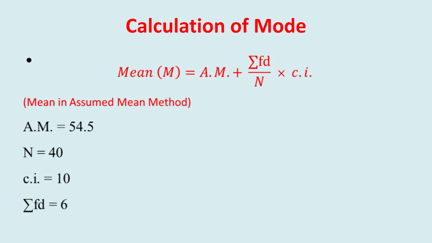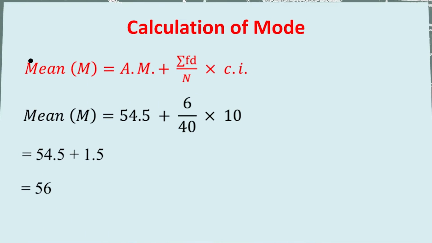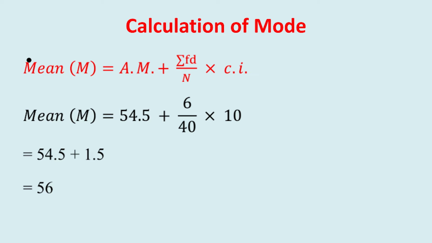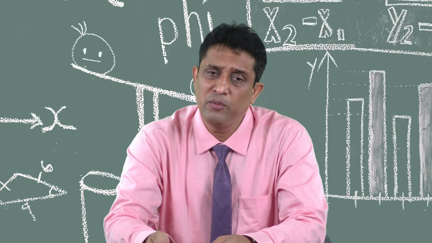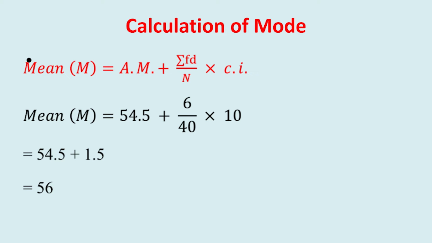And the assumed mean class, how to find the assumed mean class? The class having the highest frequency is taken as the assumed mean class. Just like here you see the highest frequency is 10, and that is in the class 50 to 59. The midpoint of this class 50 to 59, that is 54.5, is the assumed mean. Accordingly, we can put the values in the assumed mean formula. Assumed mean is 54.5, the midpoint of that class. Total number of cases is 40, size of the class is 10, and summation of FD is equal to 6.